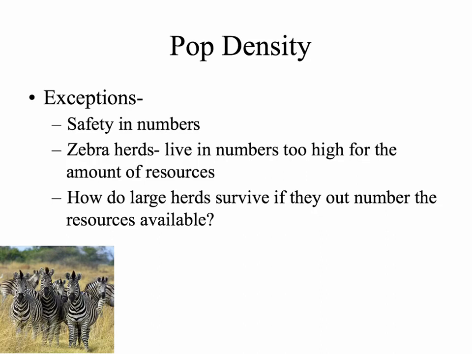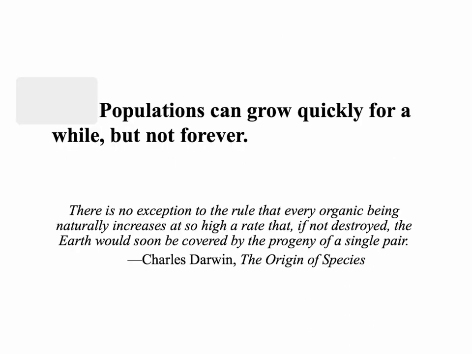So how do large herds survive if they outnumber the available resources? This is why herds of zebras and other large herbivores migrate across the savanna. They move from place to place to increase their resource availability. The next topic we're going to investigate is population growth. Populations can grow quickly over time for a while, but not forever.